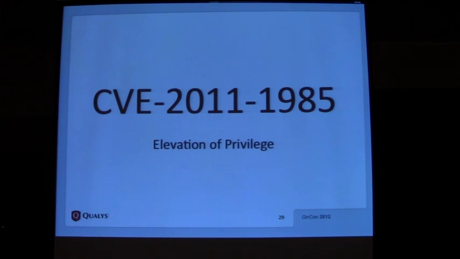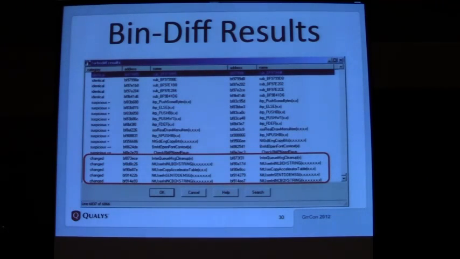So for this talk, we'll be concentrating on CVE-2011-1985, and it was an elevation of privilege vulnerability. And this is what the results from TurboDiff look like. It tells you that there are many functions that look suspicious to it. Some were classified as suspicious ++, some were marked as changed. In the previous example that we saw, only 4 functions were changed. But if you look at this patch, there are many functions that were changed.